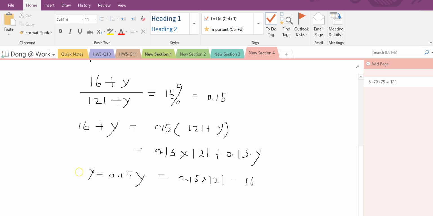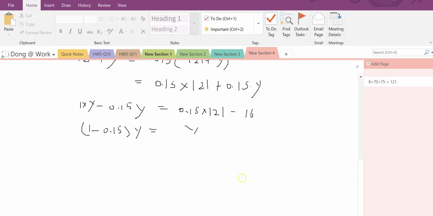Remember, y basically is equal to 1 minus 1 times y. Why do I write the term like that? Because I want to combine the coefficient involving y. So now this will be 1 minus 0.15 times y, and that equals this whole chunk here.